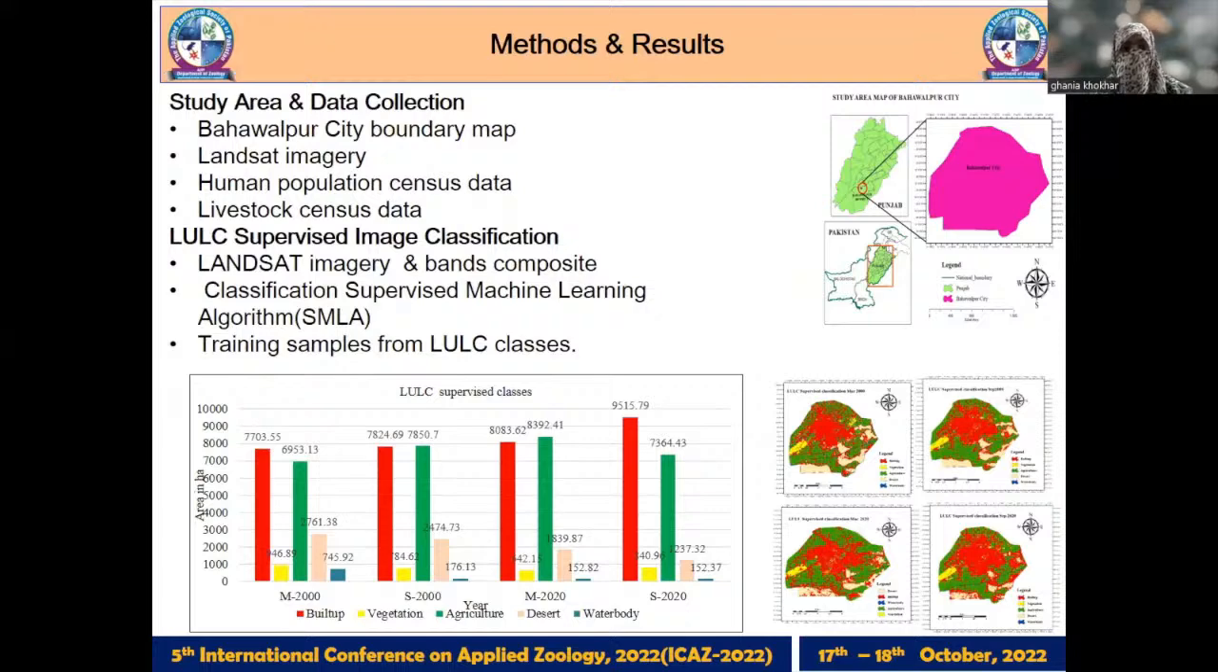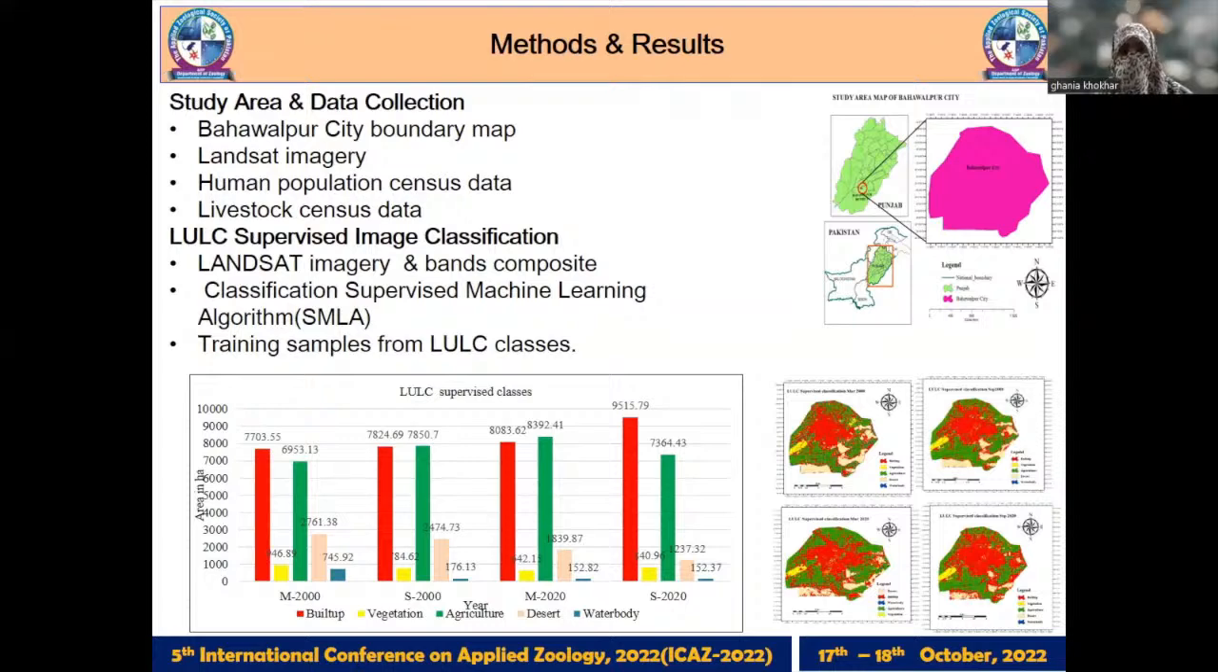The first analysis used in this study is land use land cover supervised image classification. The Landsat imagery is downloaded from different sites. Landsat 7 and Landsat 8 have been used from USGS Earth Explorer. Landsat imagery is always in the form of bands, and it is very important to do a band composite to merge the bands and form a single image. After the band composite, the classification has been done.